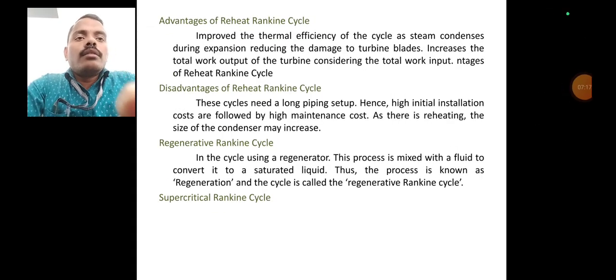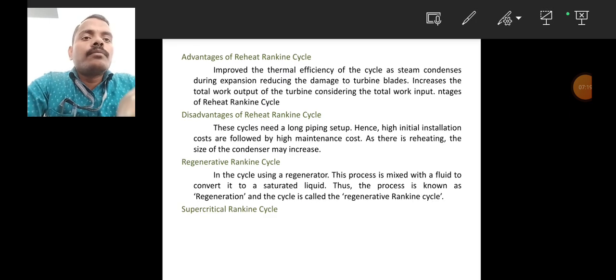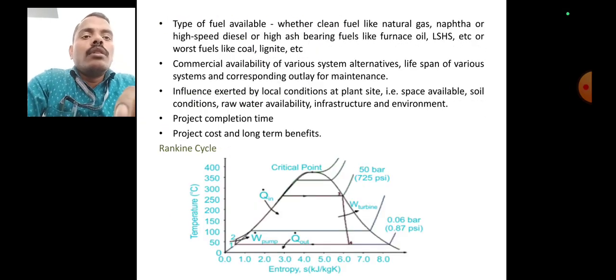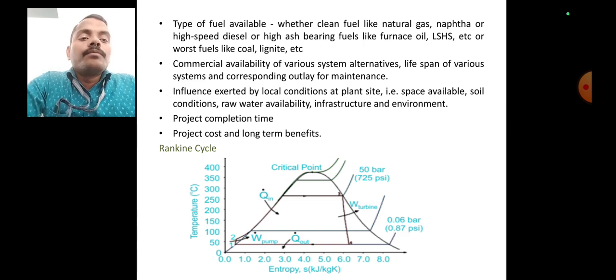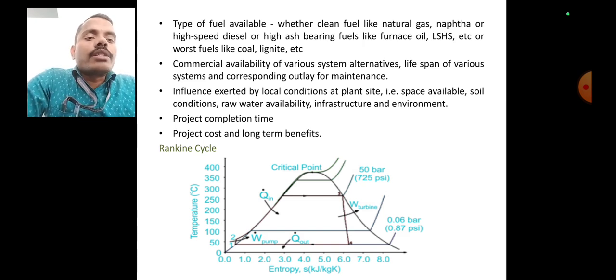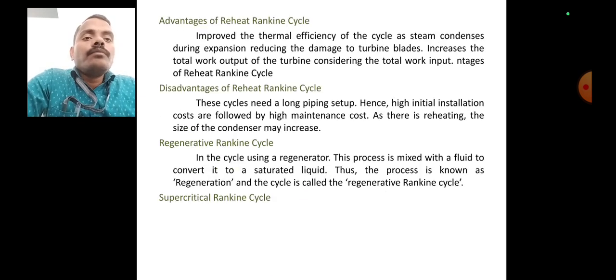Next is the Rankine cycle. It is a TS diagram of a steam cycle. The horizontal parallel lines are the pressure lines, and the vertical lines show the cycle flow, the change of phase or state of the water in the Rankine cycle. Next are the advantages and disadvantages of the Rankine cycle, and the reheat Rankine cycle.